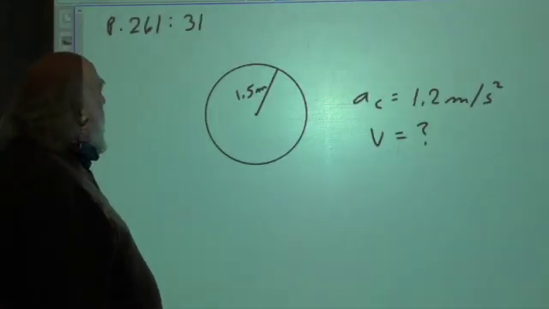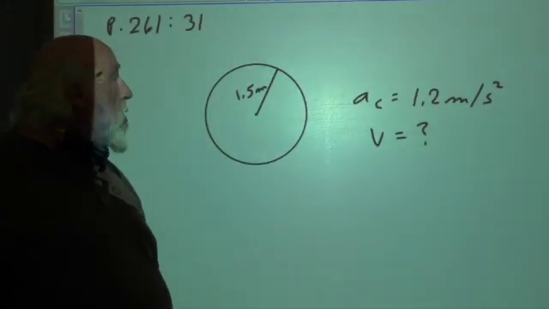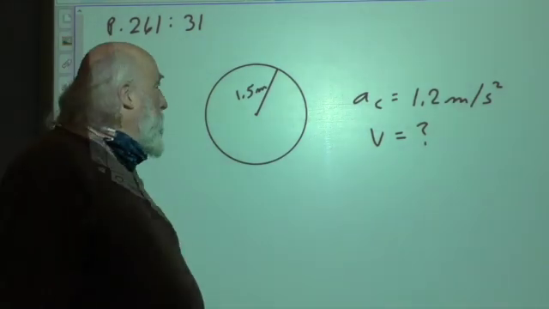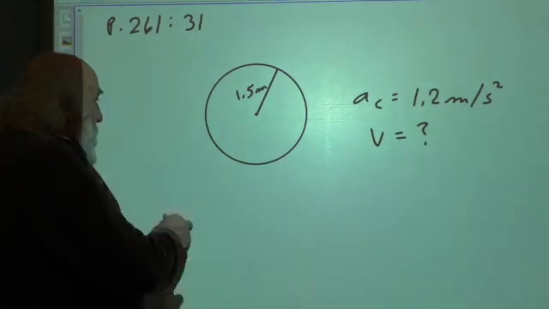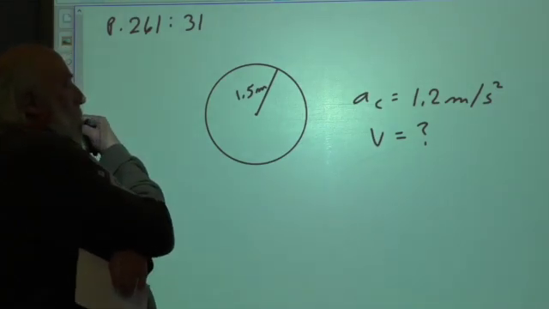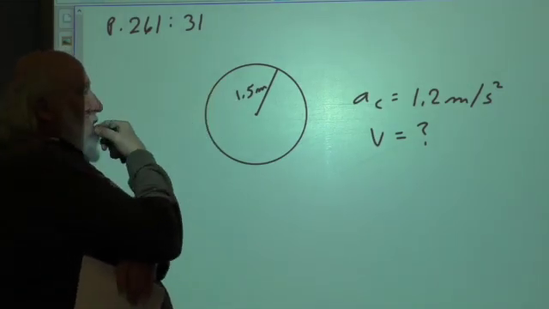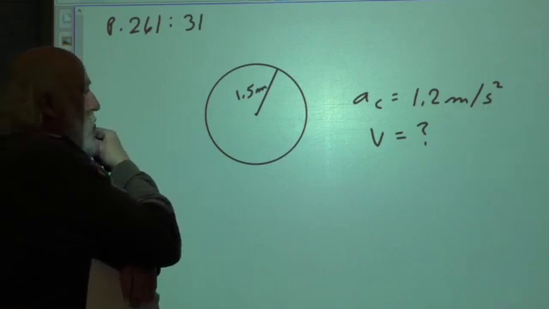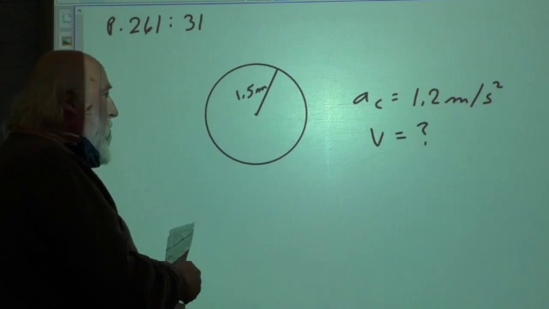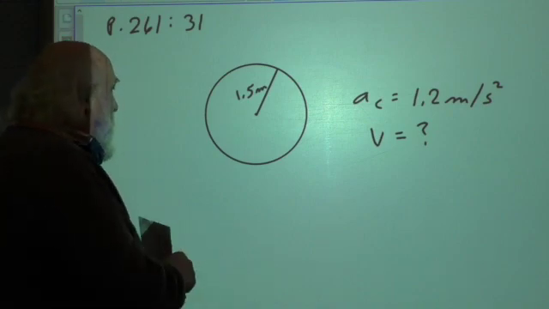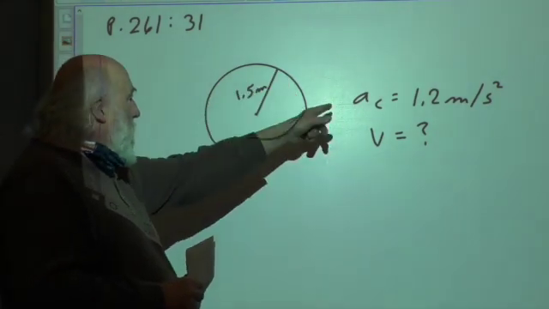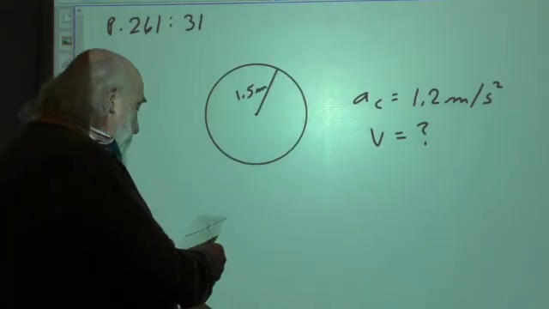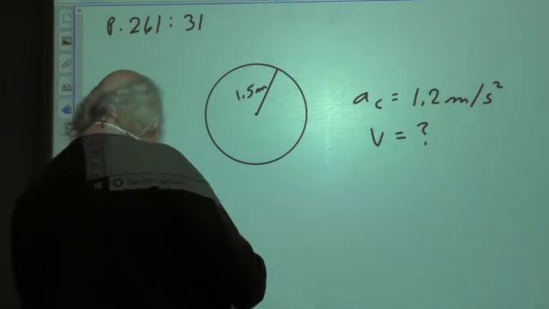So let's take a look at a couple problems in the book. We'll open up page 261, and let's take a look at problem number 31. In problem 31, you see that you're given the centripetal acceleration of 1.2 meters per second squared. And the question is, what is the velocity of that object at that point if it would go off in a tangential direction?